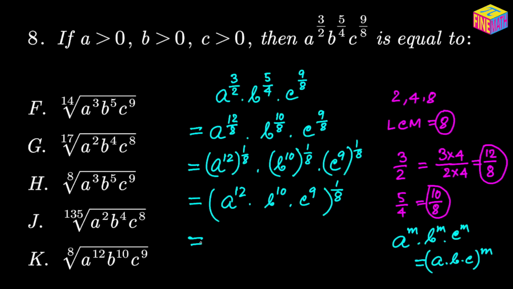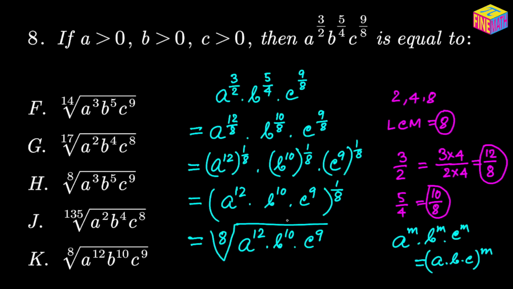So now can we write it like this then? The 1/8 can be written in the form of a root with the radical symbol. So this must be the 8th root of this product here, which is a to the power 12 times b to the power 10 times c to the power 9.